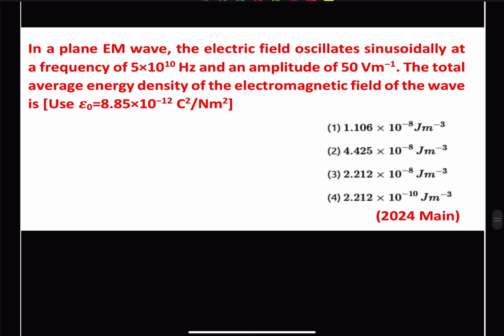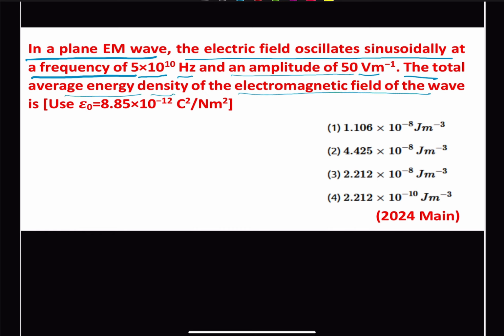It states that in a plane EM wave, the electric field oscillates sinusoidally at a frequency of 5 into 10 to the power 10 Hz and amplitude of 50 volt per meter. The total average energy density of the EM field of the wave, use epsilon naught as 8.85 into 10 to the power minus 12 Coulomb square per Newton meter square.